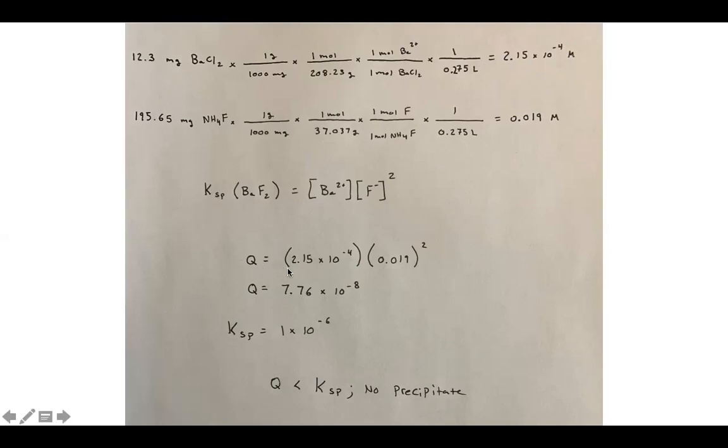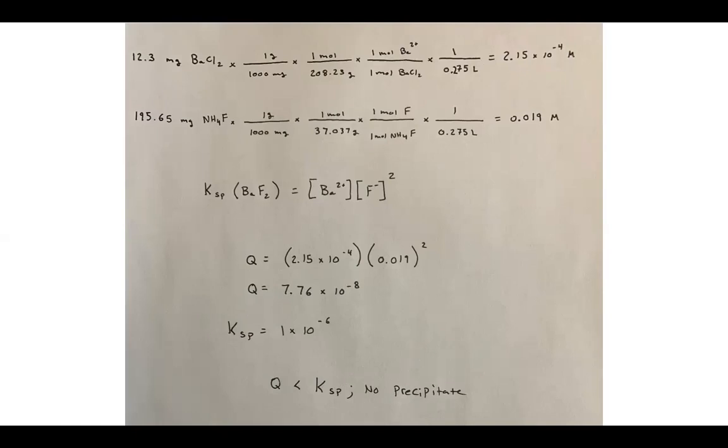Okay, so to solve for Q, I plug in my concentration of barium and my concentration of fluorine, remembering to square it, and I find that Q is 7.76 times 10 to the negative 8th, and I don't think there are units, so I apologize, it's not molar. And my KSP, which was given, is 1 times 10 to the negative 6th. So in this case, our Q is less than our KSP, which means no precipitate will form, right?